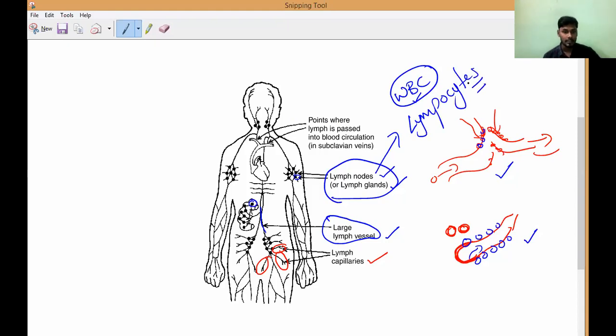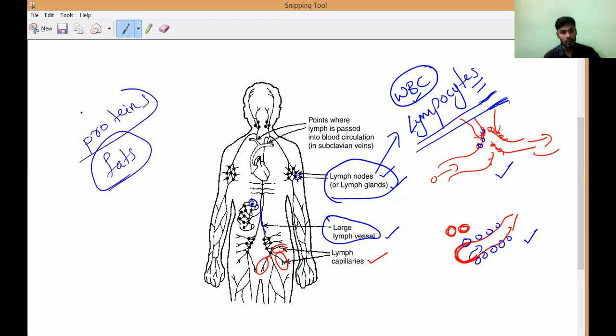They filter and clean the lymph. They protect the body from diseases and fight against infection. Lymphocytes fight against the infections of our body, and they also kill the germs that came from the body cells. So they provide protection to our body, and they also separate the useful products like proteins and digested fats. Do you understand? This is what happens.